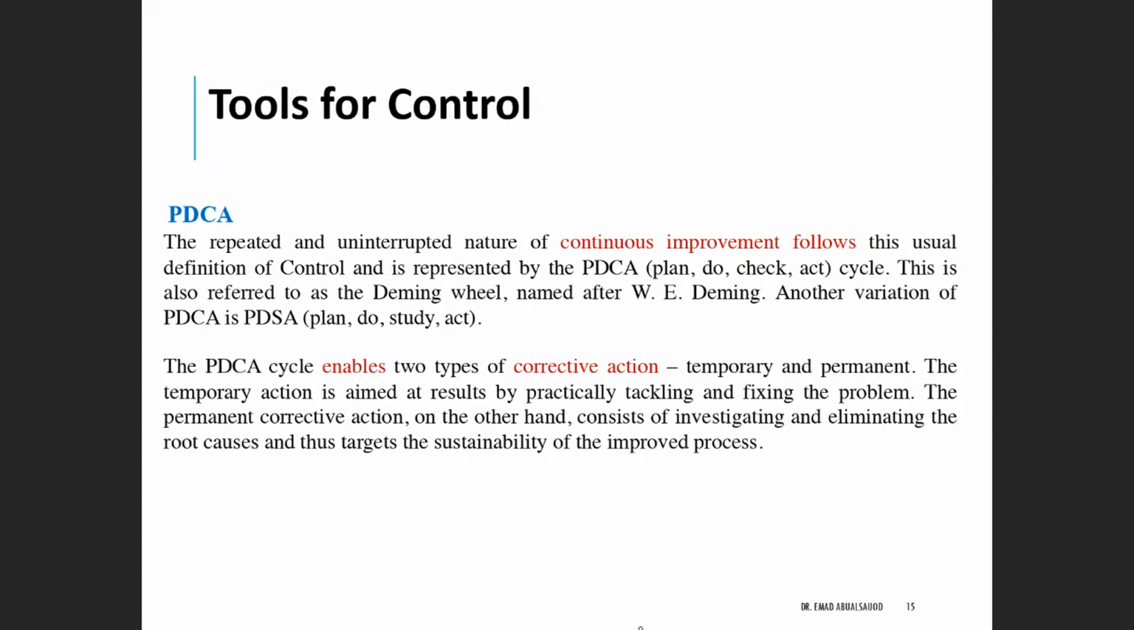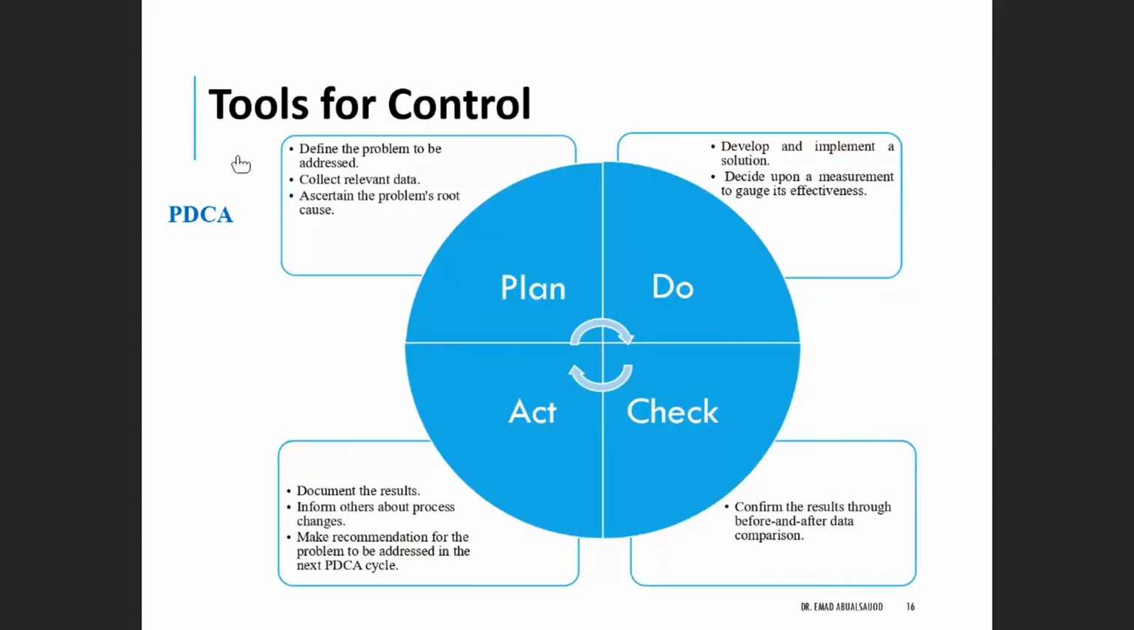Before the example, let's define each phase, what the major steps or major tasks needed are. In the plan phase, you need to define the problem, and you have to collect the relevant data and be certain about what the problem or the root causes of the problem are, and then develop and implement a solution. Decide upon the measurement, so you also collect the measurement of your improvement.